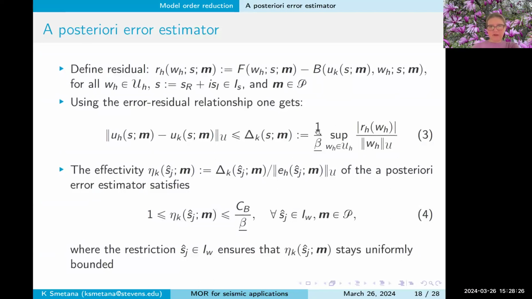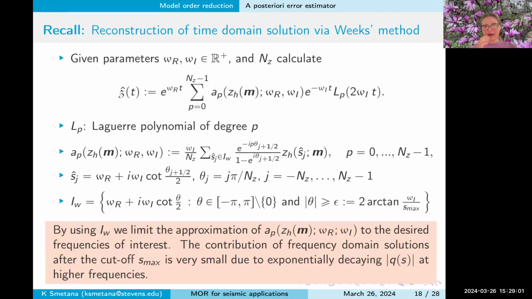And then we get the usual a posteriori error estimator for the error in the frequency domain of the wave field. And then the effectivity is bounded as usual by the continuity constant divided by the coercivity constant. And again, you see also here, as expected, the continuity constant grows quadratically in S max. So also the effectivity of the error estimator, of course, gets really bad if you need to go to higher frequencies.